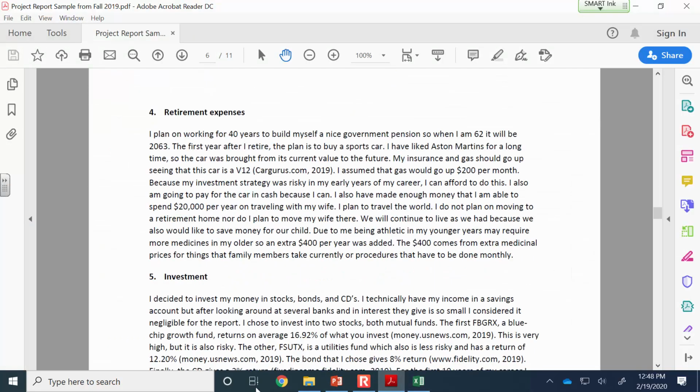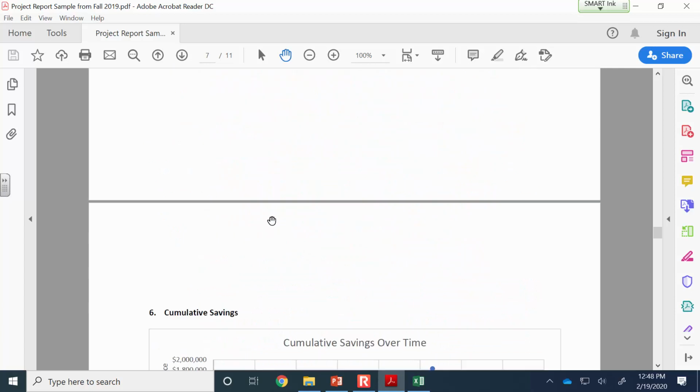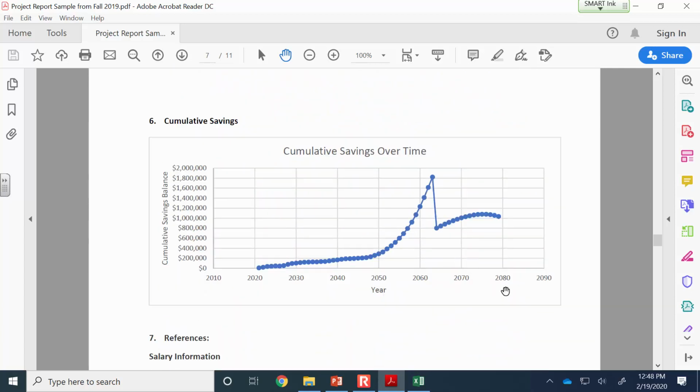Let me show you this student's figure in the end. Okay, so investment talks about certain specific stocks, the allocation, what percent is going to go into bonds, what percent is going into a CD, and how that comes up with the weighted average rate of return. All right, so this is the student's figure that illustrates savings balance over time. You can see $1.8 million and then a big drop down. I think this is probably moving to a retirement house, spending a lot. That's buying a $1 million house.